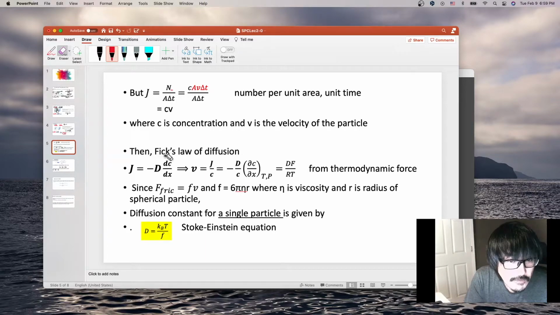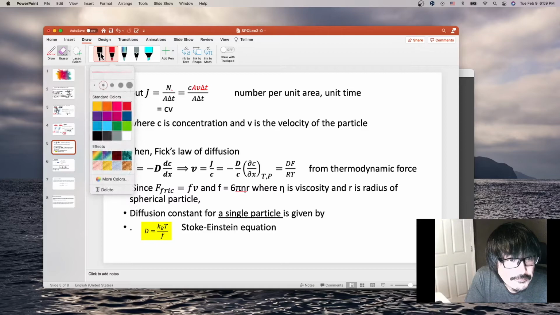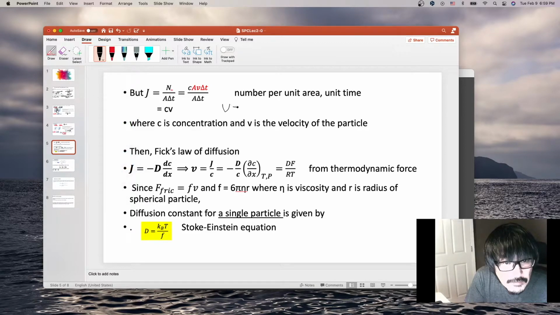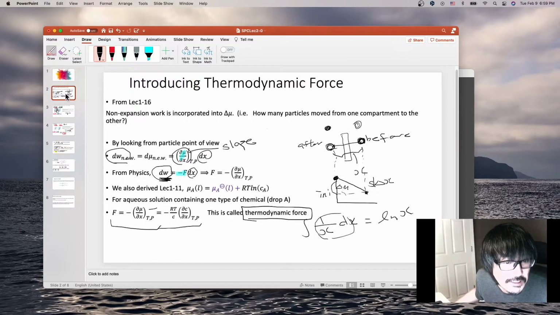Then what can I do about this particular equation right here? Let's just solve for the B right here. B is equal to J over C, coming from this equation right here. And then what was J from the previous one? We had these things, so we're going to put that here. Then you get these things right here. Now let's go back to the thermodynamic force that we did in the beginning right here.